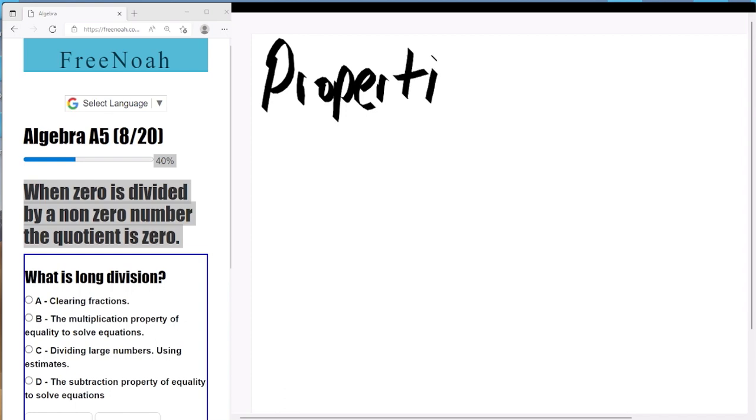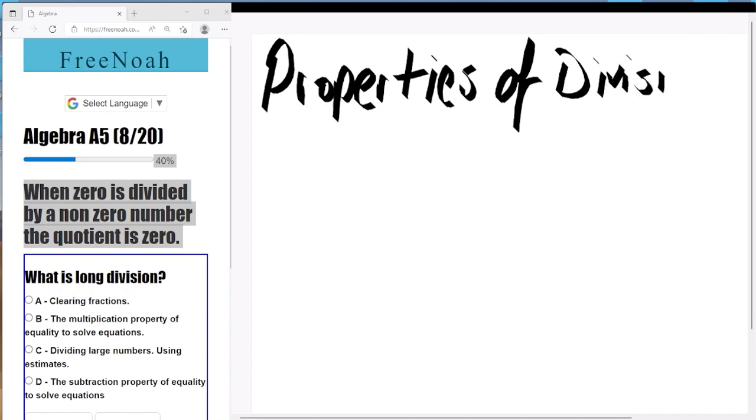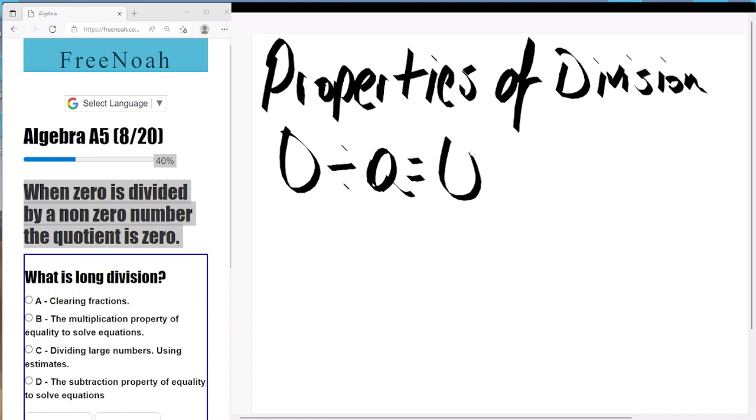when 0 is the dividend, it'll just equal 0, right? So properties of division here, right? And of course, you can never divide anything by 0 because it'll be classified as undefined. So this property states 0 divided by a will always equal 0. All right, so when our dividend is 0, it'll just equal 0.